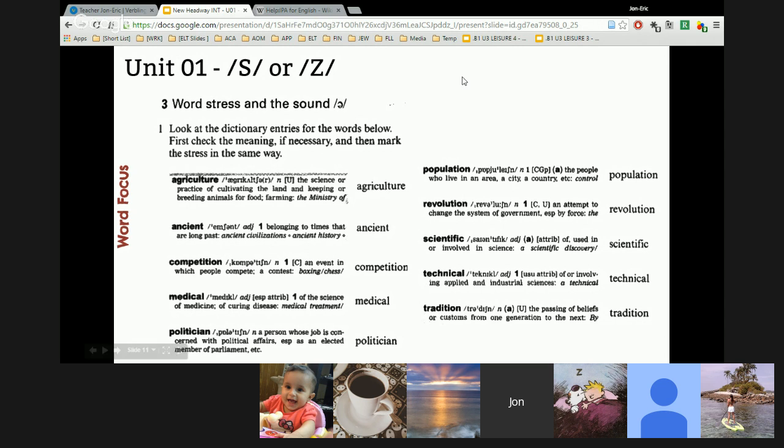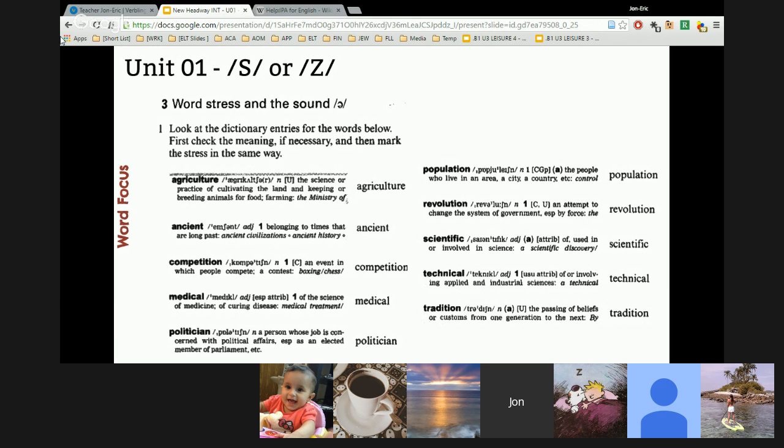Let's give V one as well. Let's see, V. Take a look at the very last word on the right side, please. Yeah, tradition. Right. How many syllables? 3. 3, I agree. And the IPA symbols tell us that the stress is on which syllable?